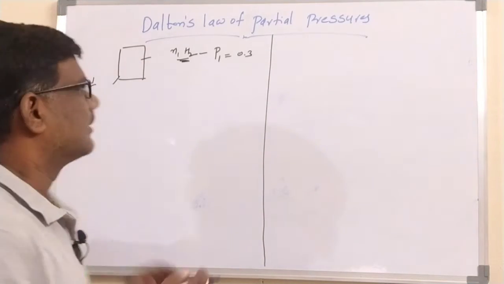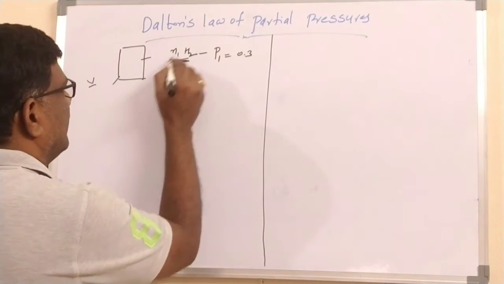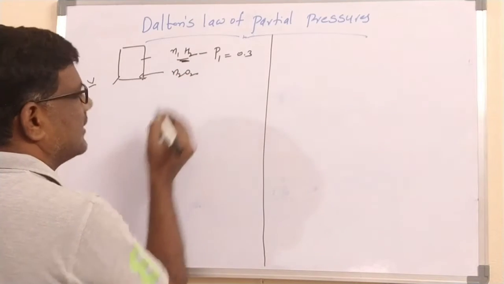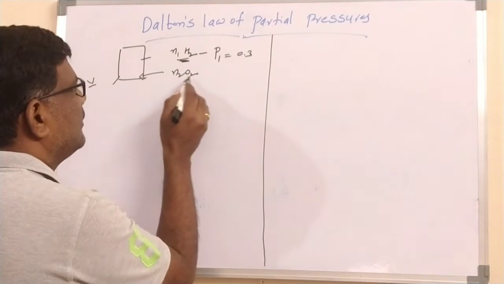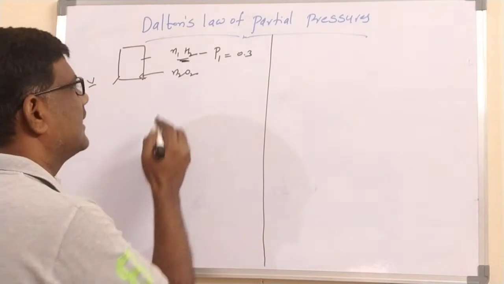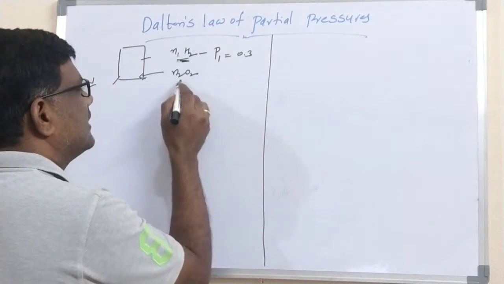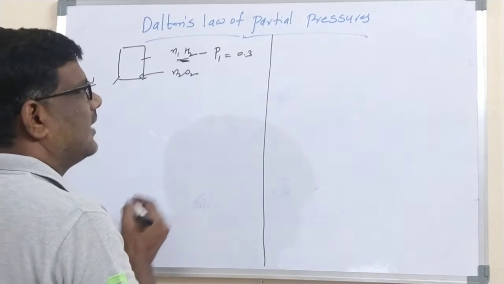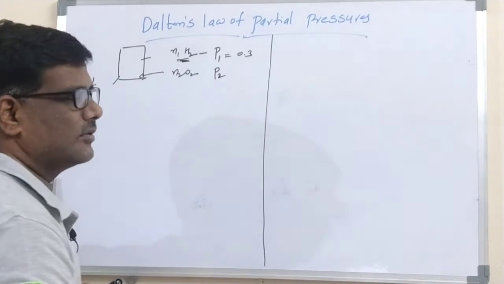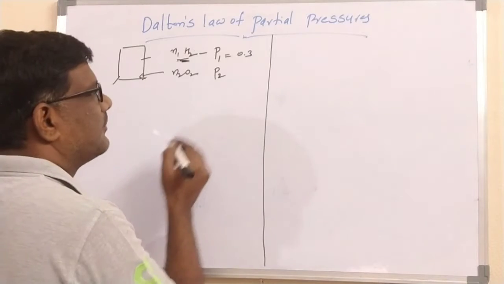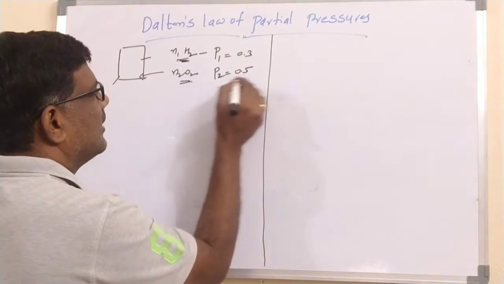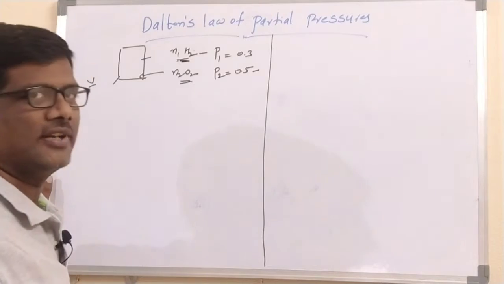P1. Now, in the same vessel, he replaced the N1 moles of hydrogen with N2 moles of oxygen. Simply we can say N1 moles of hydrogen is replaced by N2 moles of oxygen. The pressure exerted by the N2 moles of oxygen is given as P2, and he observed the pressure exerted by the N2 moles of oxygen as 0.5 atmospheres.